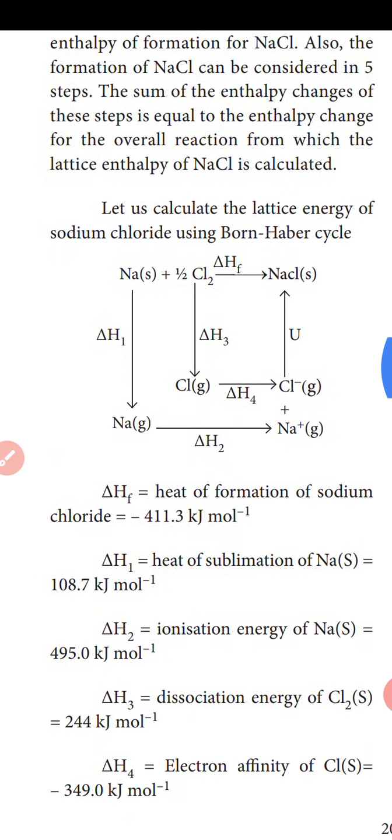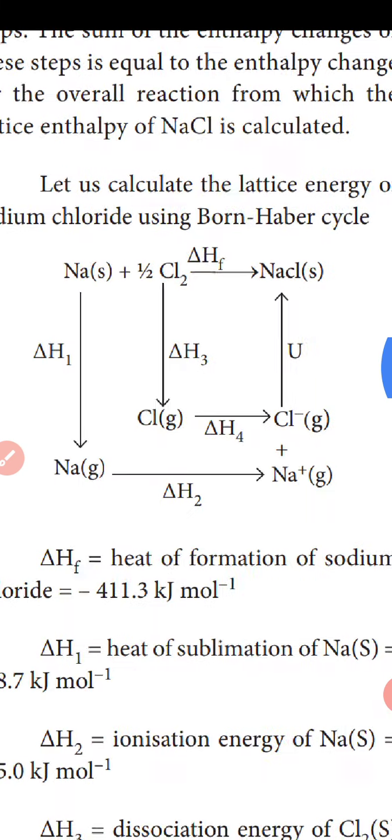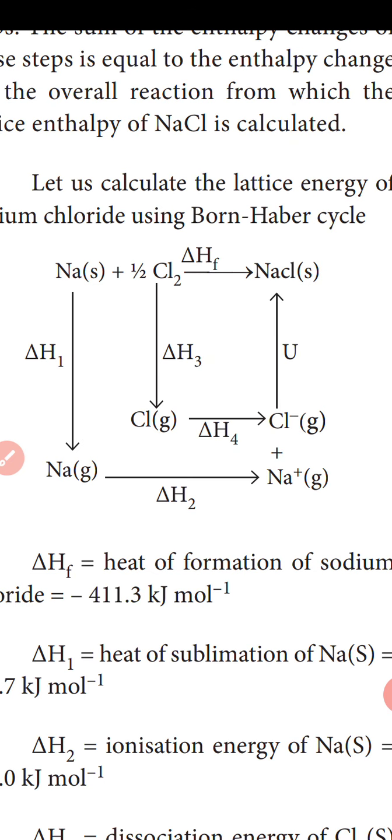See this diagram. The reaction is carried out with the reactants, the elements, forming the products under standard state at 1 bar. The overall enthalpy change of the reaction is also the enthalpy of formation of sodium chloride. The formation of sodium chloride can be considered in 5 steps. The sum of the enthalpy changes of these steps is equal to the enthalpy change for the overall reaction, from which the lattice enthalpy of sodium chloride is calculated.